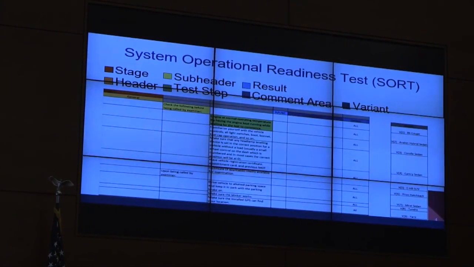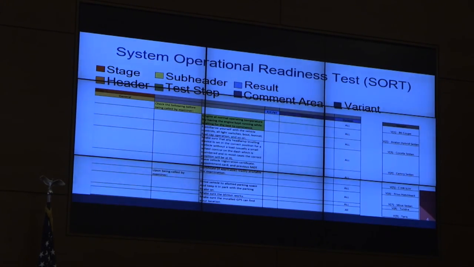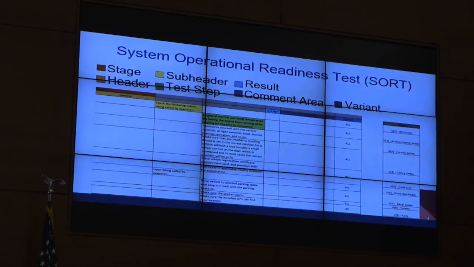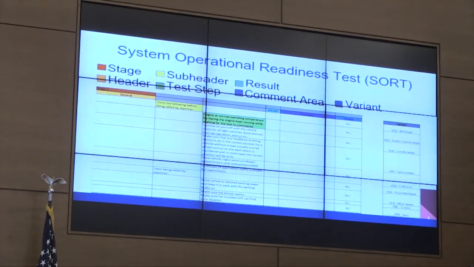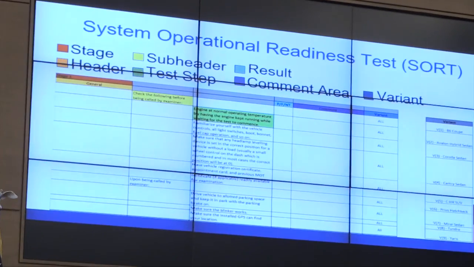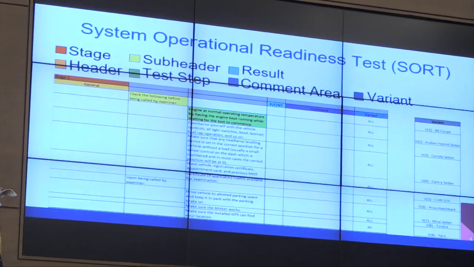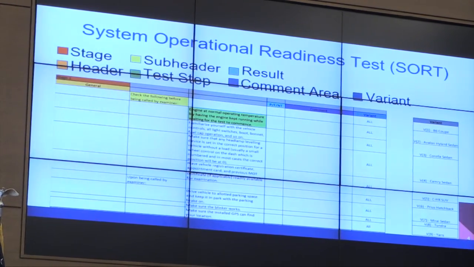So this is a more formalized system operational readiness test. As you can see, we color-coded it. In red is the stage, which is the highest level of organization. Below this, in orange, is the header. It represents a section. There is also a subsection, which is listed in yellow. The test steps themselves, which would be the core of the checklist, are represented in green.